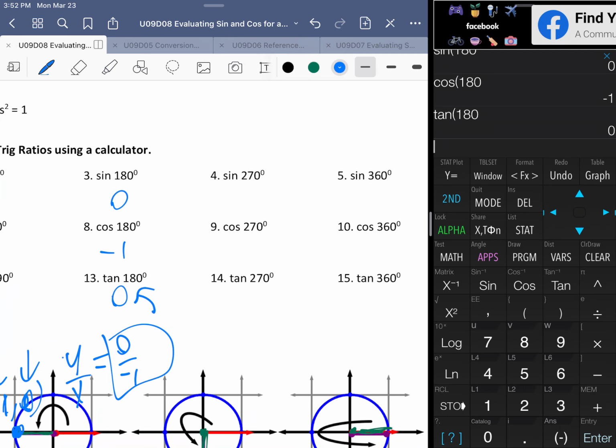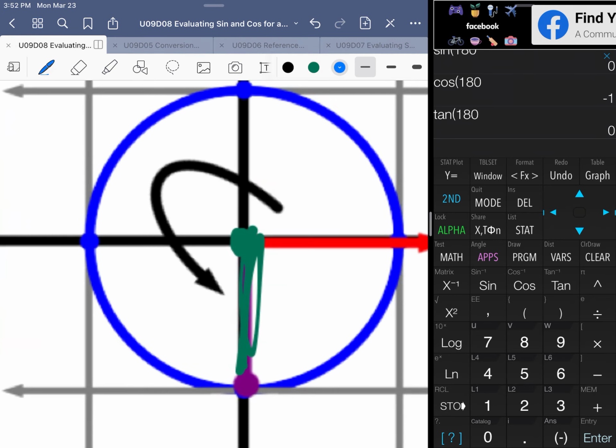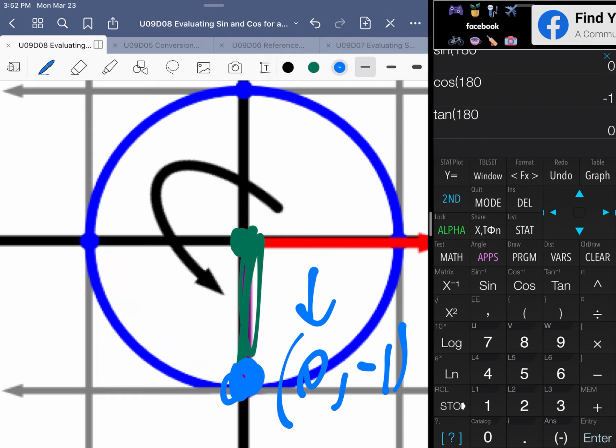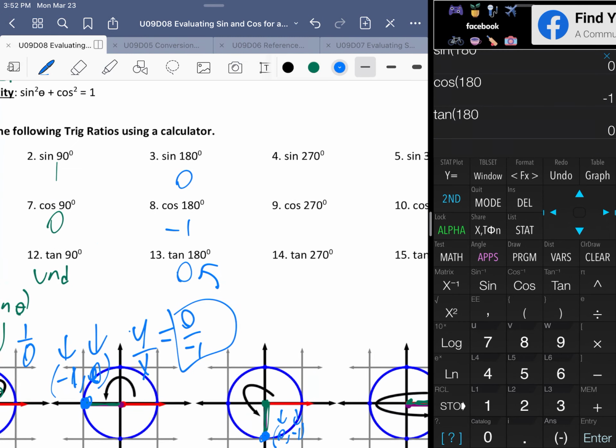All right. 270, we have this coordinate down here, which is the point 0, -1. So by prediction, this is cosine, so cosine of 270 should be 0, and sine of 270 should be -1. So -1, 0, and the tangent is going to be y over x, so -1 over 0, which is undefined.